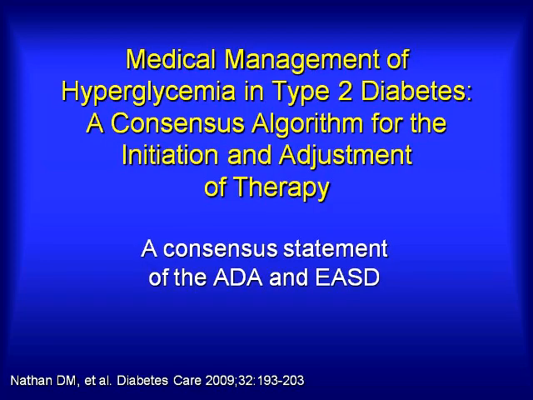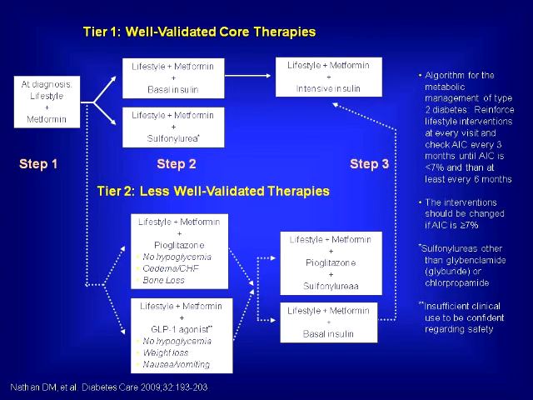The ADA, in conjunction with the European Association for the Study of Diabetes, came out with kind of a treatise, I guess, of sorts, on medical management of hyperglycemia in diabetes. This is a consensus algorithm put together by these two groups, and this is that algorithm. Now, I find this very confusing. It's difficult to look at.